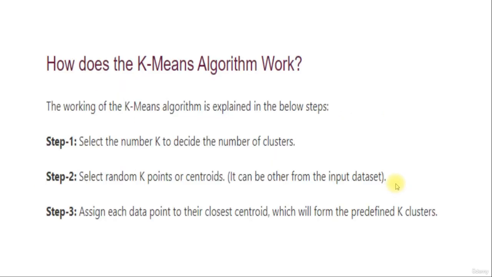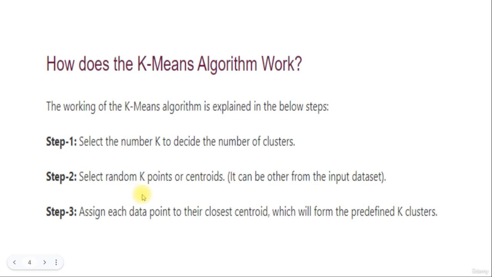So let us understand how the k-means algorithm works. The working of the k-means algorithm is explained in the below steps. Step 1 says that we have to select the number k to decide the number of clusters. Now we will see the elbow method that is used to determine the number of clusters that we are going to make from the dataset. So the first step is to decide the number of clusters that we want to create. For that, I'll teach you about the elbow method later in this video.